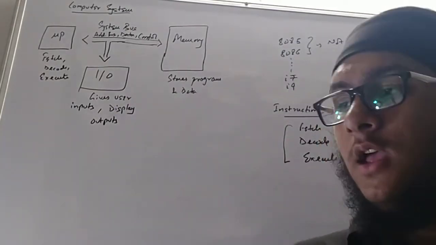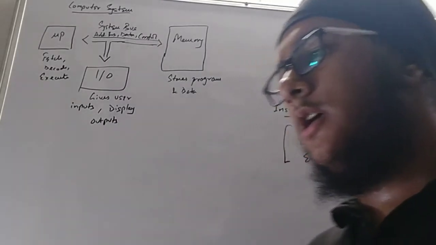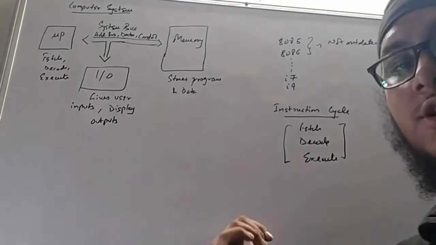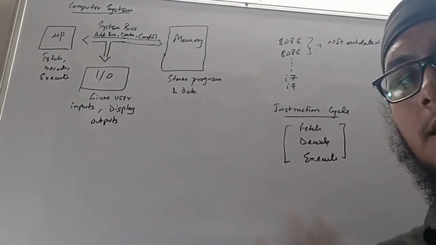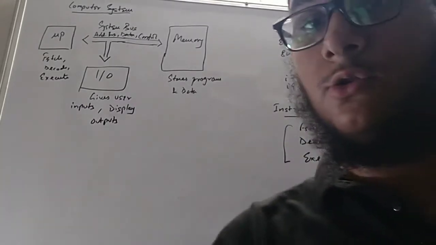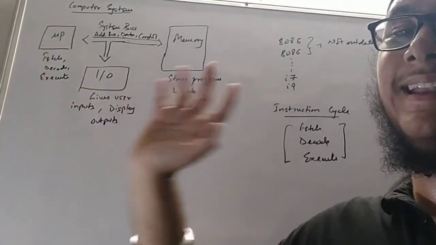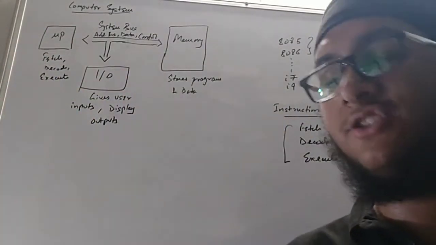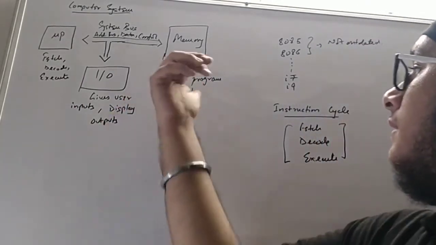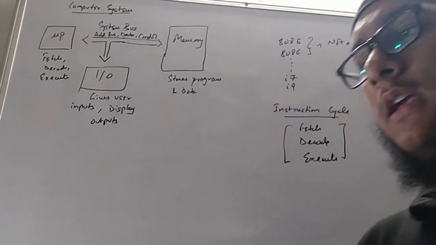Okay, fine. So to put it simply, the main function of a microprocessor is to fetch, decode, and execute. This is the main function of a microprocessor. Instructions are a part of a program. Programs are stored in memory. Data and programs are stored in memory.